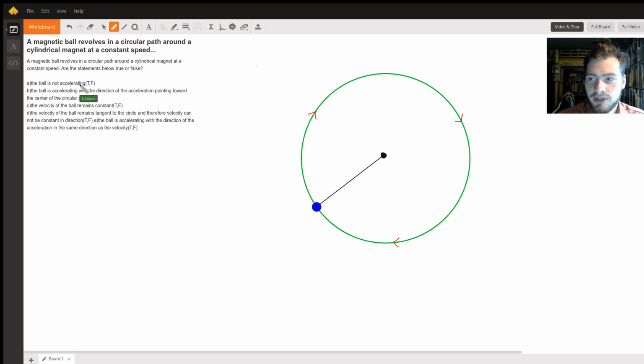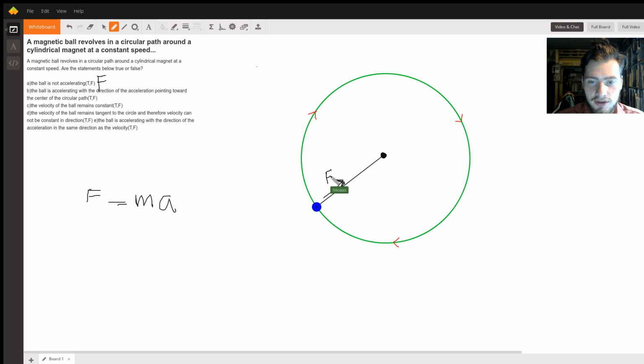A, the ball is not accelerating. I just said that what is keeping the ball rotating is that center-seeking force. And if you remember, force is defined as mass times acceleration. So if you have a force, your object has to be accelerating. That makes part A false.